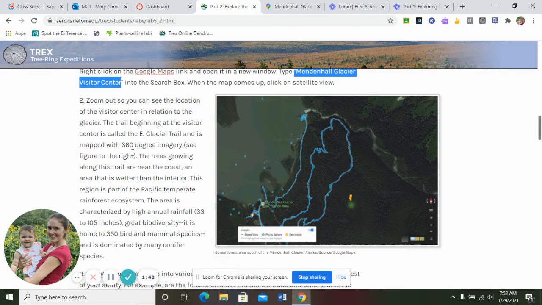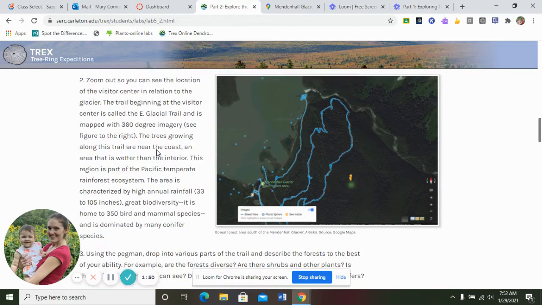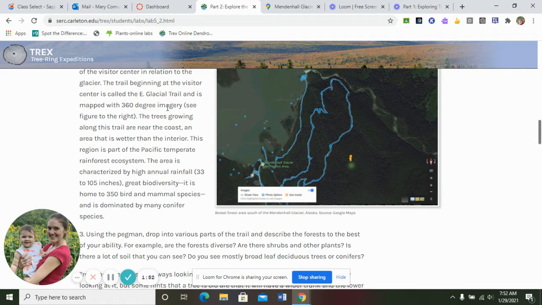Zoom out so you can see the location of the visitor center in relation to the glacier. The trail beginning at the visitor center is called East Glacier Trail and is mapped with the 360-degree imagery. See figure to the right. The trees growing along this trail are near the coast, an area that is wetter than the interior. This region is part of the Pacific temperate rainforest ecosystem. The area is characterized by an annual rainfall of 33 to 105 inches.